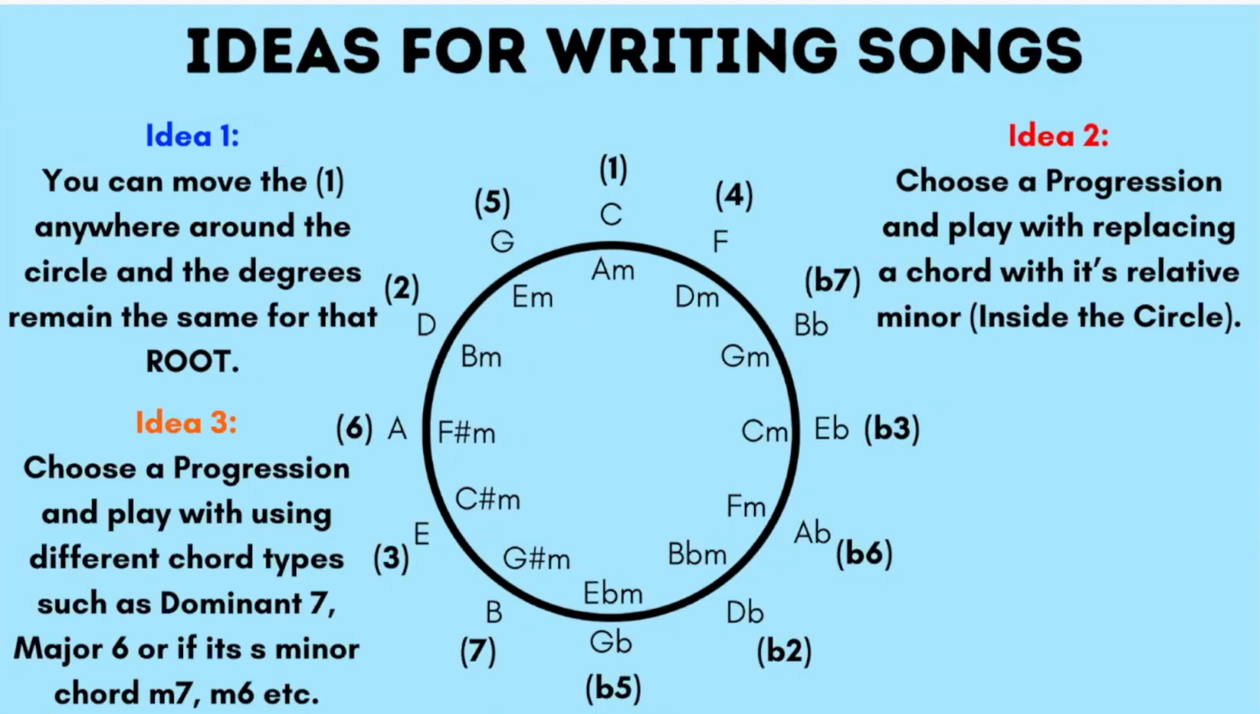So the third idea is choose a progression and play with using different chord types, such as dominant seventh, major sixth, or if it's a minor chord, minor seventh, minor sixth, etc. You can use suspended chords, suspended second, suspended fourth, just replacing and changing. So for example, we'll use the same examples we've been using, right? The same progression, so C, F, and G, like this.